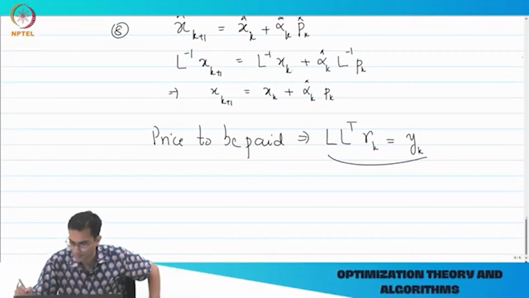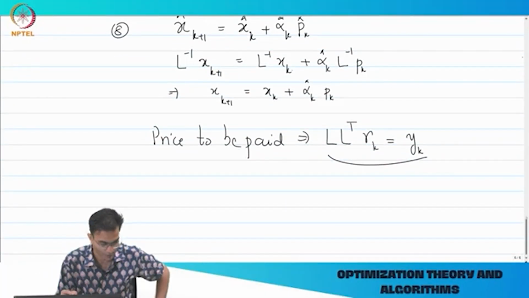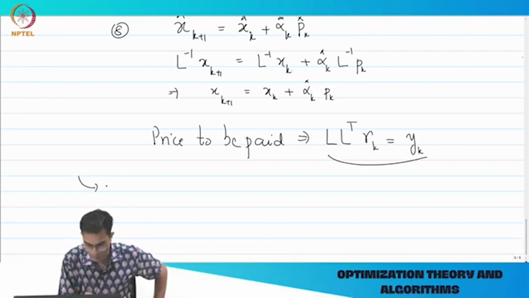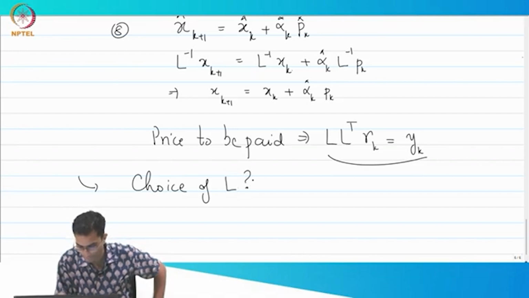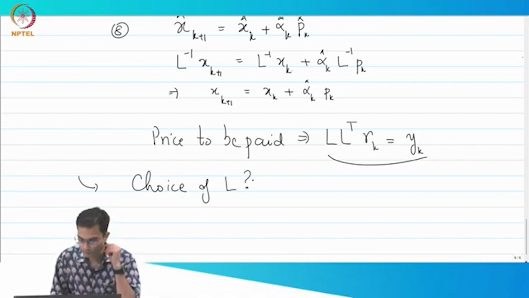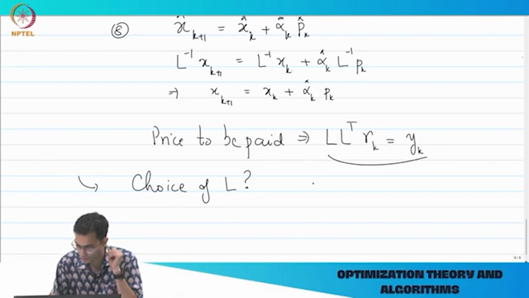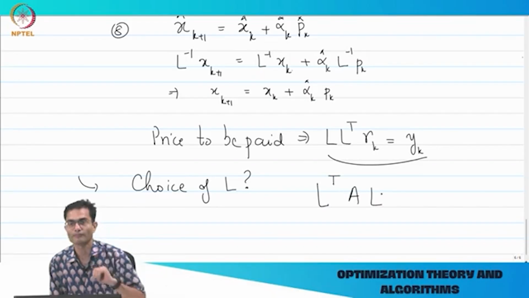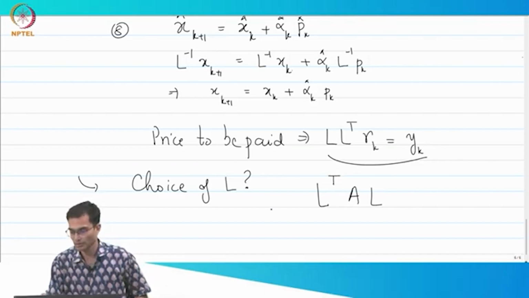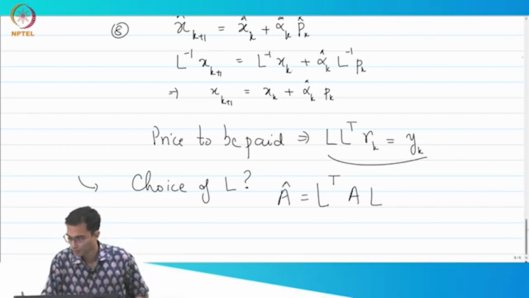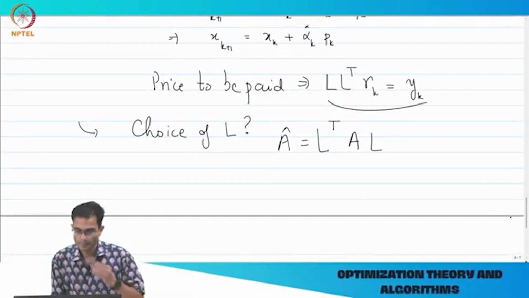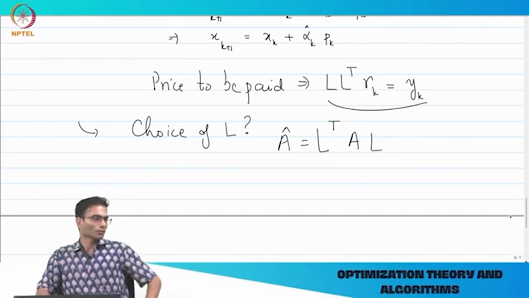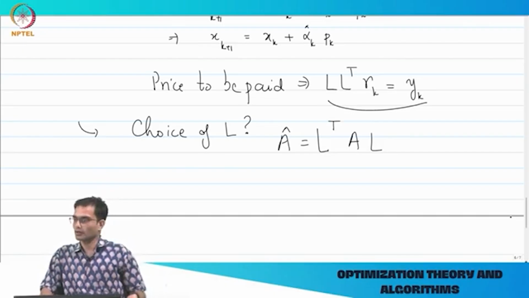Have a look at this. Let's come back to our choice of L. Okay. Now we had our original system. There was L transpose AL. Right, this was our A hat. So now again we are going to pull one rabbit out of the hat.